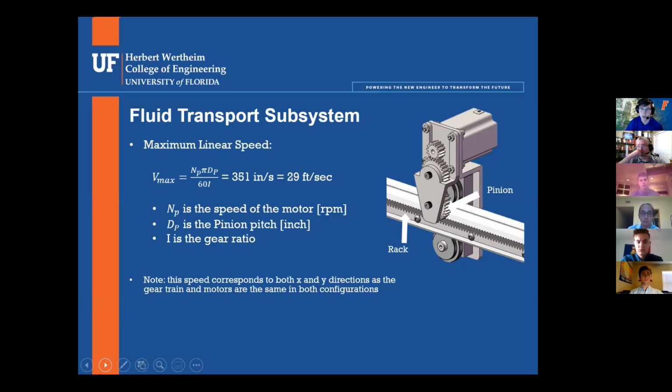This speed does correspond to both the X and Y directions, as the gear train and motor configurations are the same in both directions.